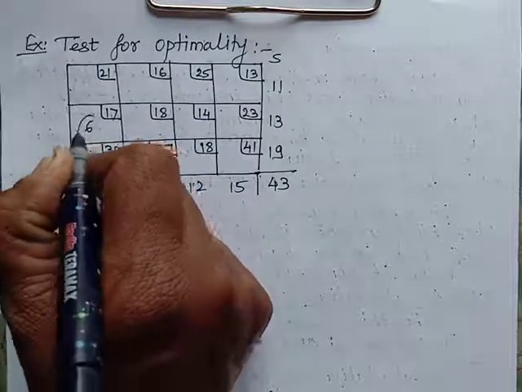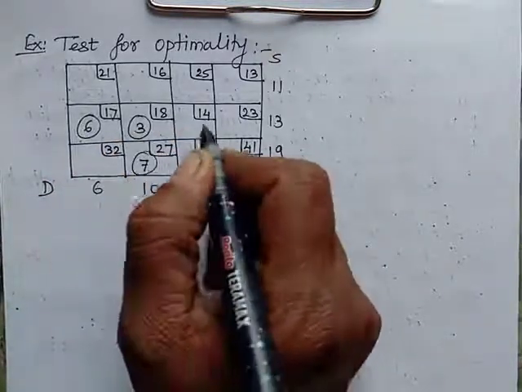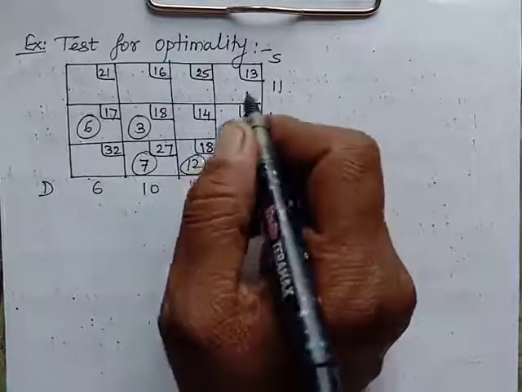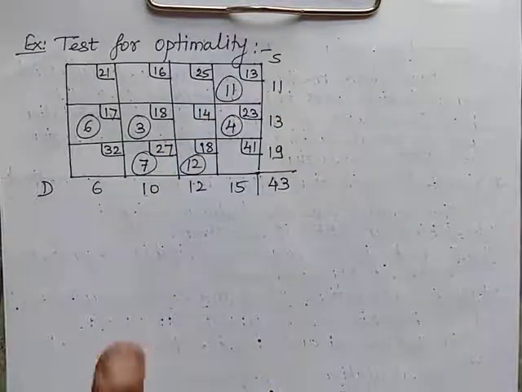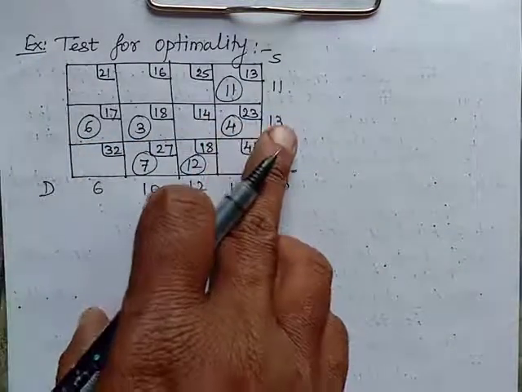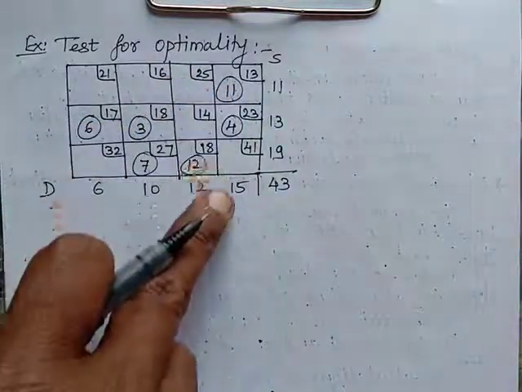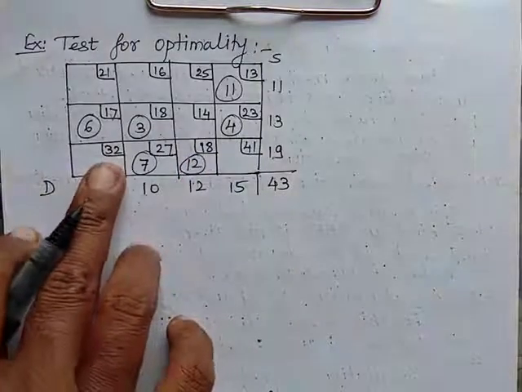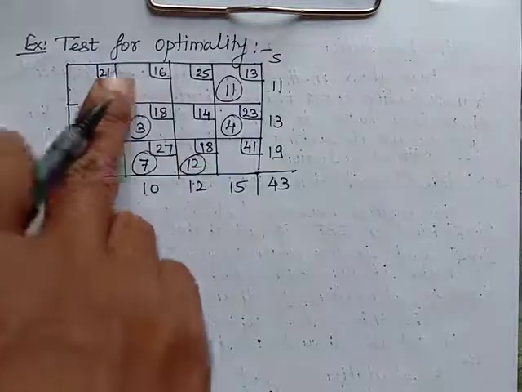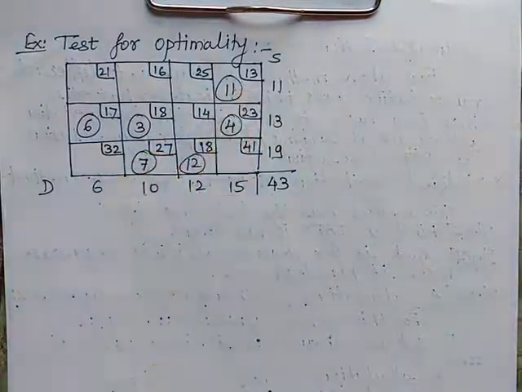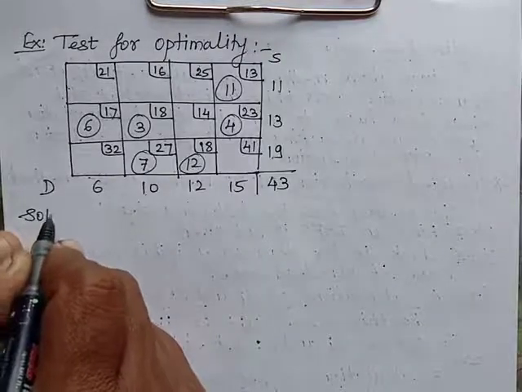That will be the allocations: here 6, here 3, here 7, here 12, here 4, and here 11. So check that the constraints are satisfied. Fine. Now how many allocations are these? 6 allocations, and the number of rows plus columns, 7, minus 1 will be 6. So it is basic feasible also. Fine. So let's write the solution.